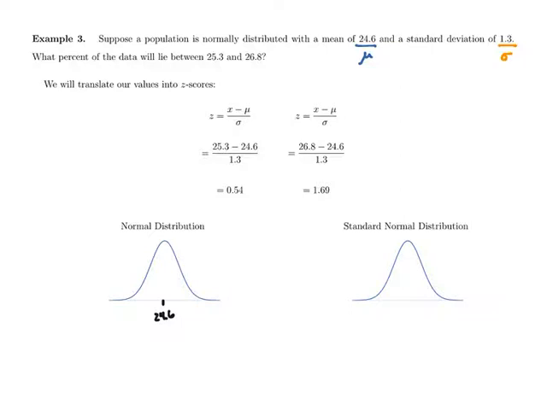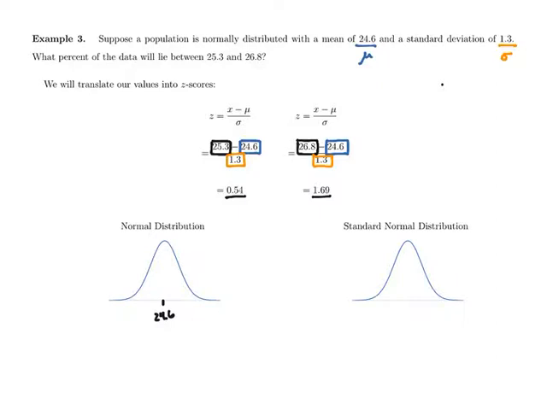So when we find our z-score, we have our x, which is going to be the data point that we're looking for. The mean is given in the problem, 24.6. And the standard deviation is the denominator given in the problem. So what changes from z-score to z-score is the data point itself. You do that calculation, and we get 0.54 for the first and 1.69 for the second.